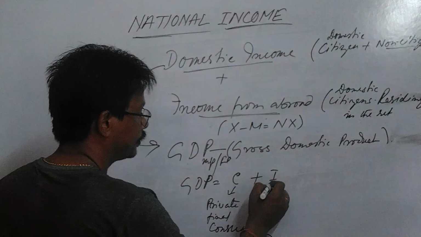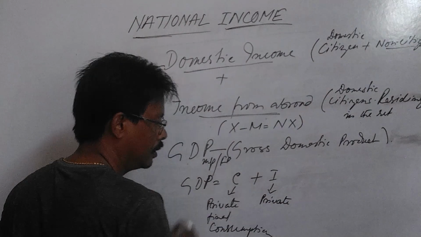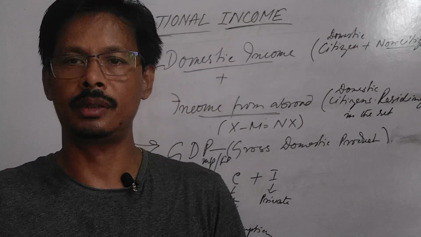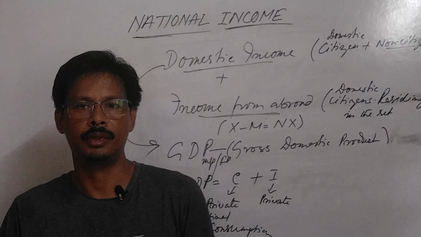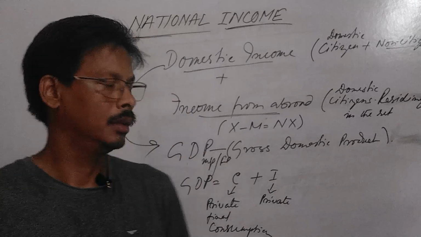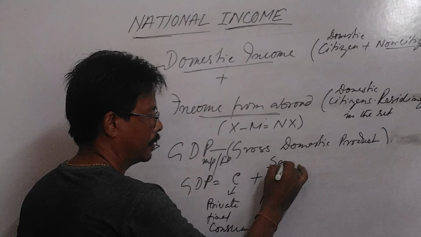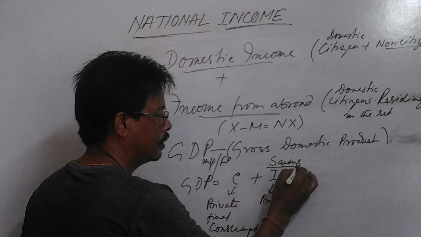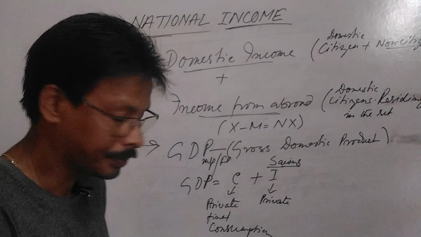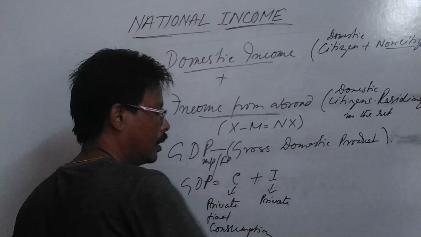It is also private, meaning our savings. Whatever we saved is invested. Whatever we saved in the banking system is automatically invested by the bankers. So the term investment is used instead of savings. Instead of savings, it is investment expenditure. Next, there is another type of expenditure that is called government expenditure.